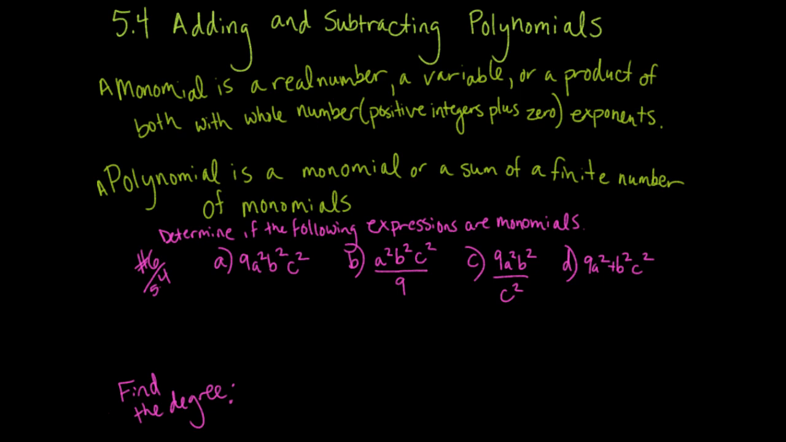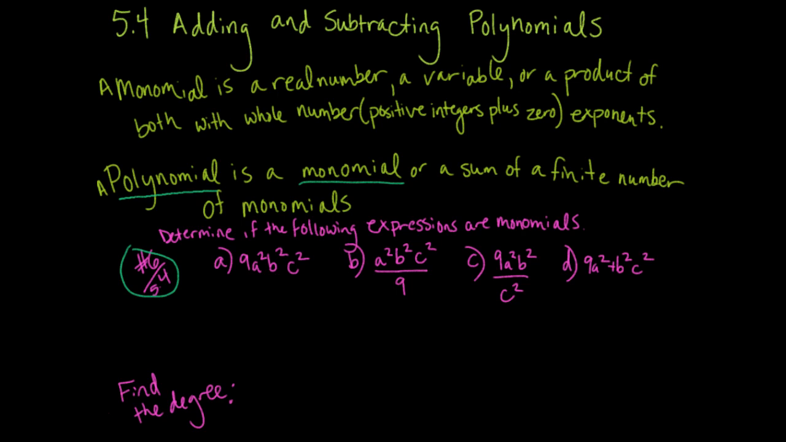A polynomial is a monomial or a sum of a finite number of monomials. We're first going to look at an example that involves looking for monomials, being able to identify them, and also finding their degree. So, determine if the following expressions are monomials, and if so, find the degree.